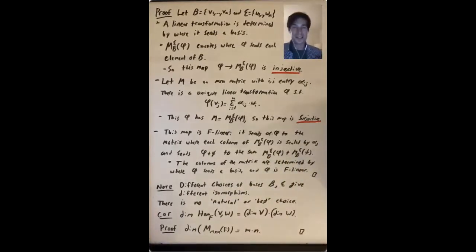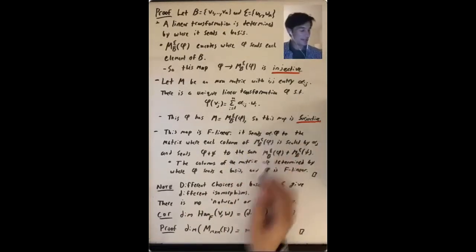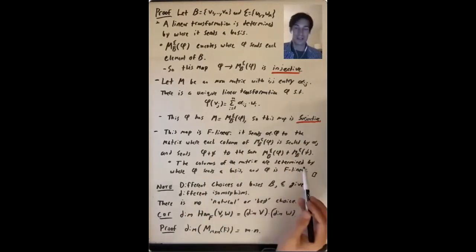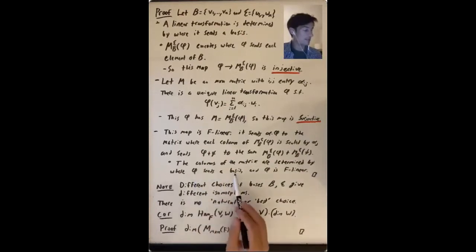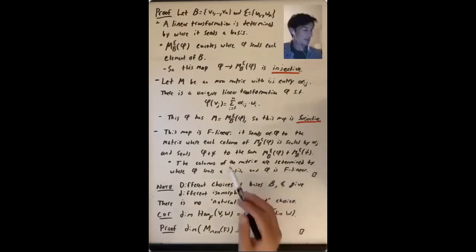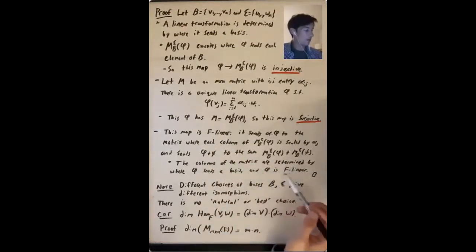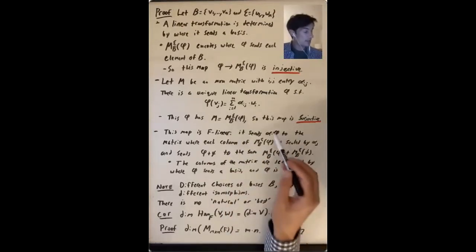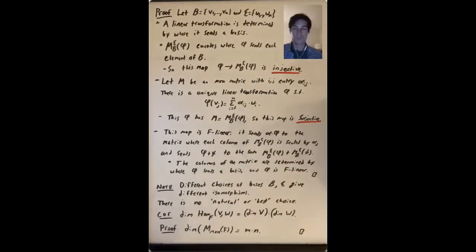So Dummit and Foote say this in a slightly different way that I think sounds a little cryptic. I find it helpful to write this out. They just say that the columns of a matrix are determined by where phi sends a basis, and phi is F-linear. So that makes this map F-linear as well. But what's being described in here is really these two statements together. All right, so that finishes the proof.